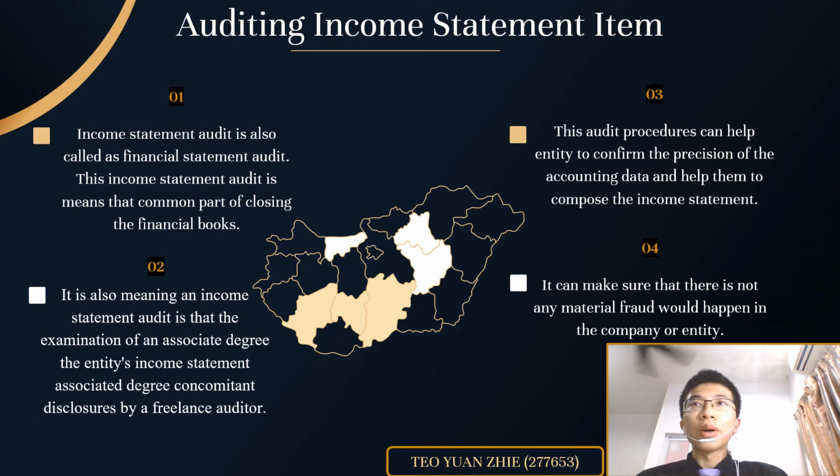These audit procedures can help the entity to confirm the precision of the accounting data and help them to compose the income statement. It can make sure that there is no material fraud happening in the company or entity. Financial statements need to be verified, especially for the outline calculations. They will make sure of the difference between the revenue and expenses. In these audit procedures, the equity section also needs to be verified.